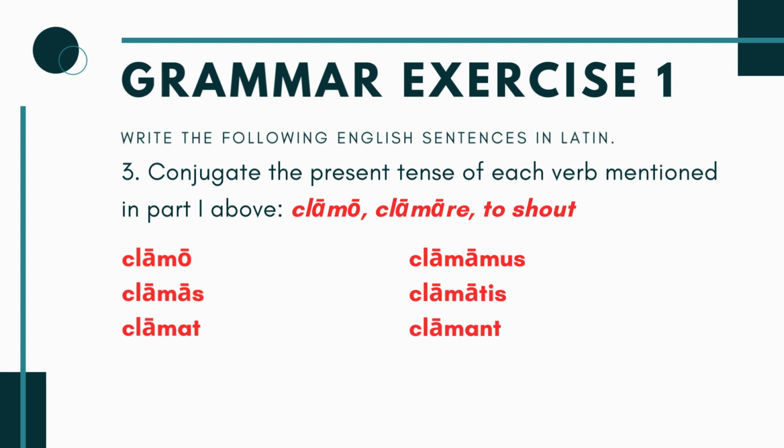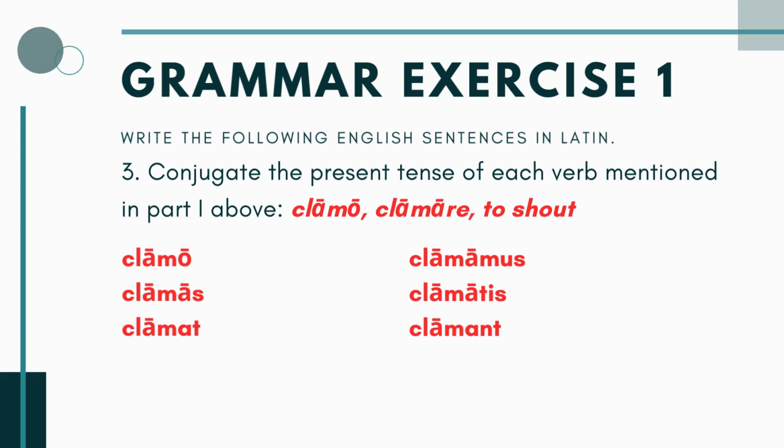Sometimes it's spelled a little bit differently. That's why we give it to you. But clamo means I shout, rather. The rest of them, it's clama, and you add your endings, s, t, mus, tis, nt. So you're going to have clamo, clamas, clamat, clamamus, clamatis, clamant. And you're just saying I shout, you shout, and down the line.